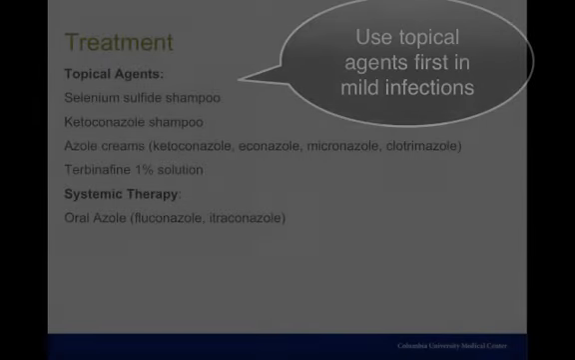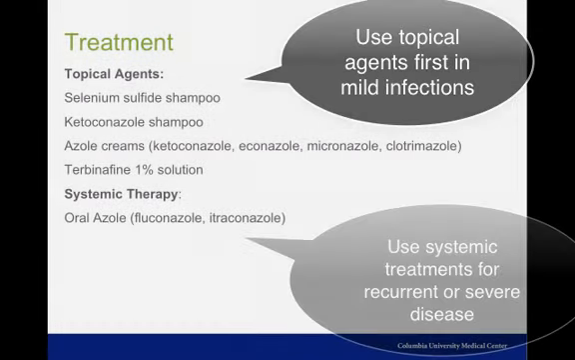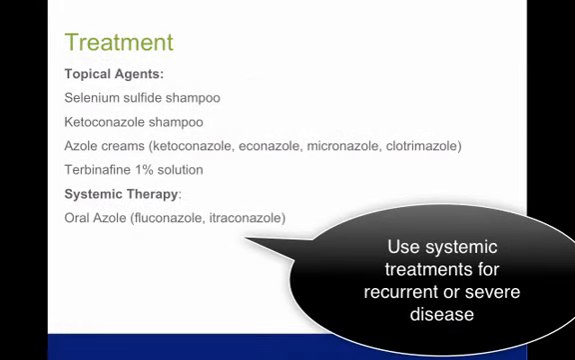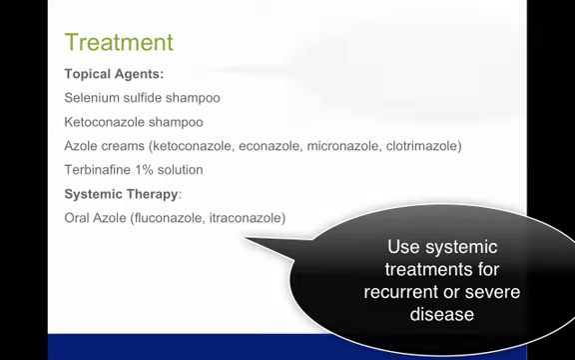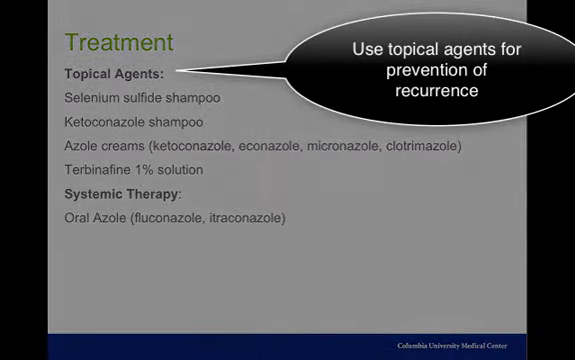Topical therapy is ideal for localized or mild infections, but systemic treatment is often necessary for patients with recurrences or extensive disease. Continuing topical agents after clearance of tinea versicolor helps reduce recurrence rates.